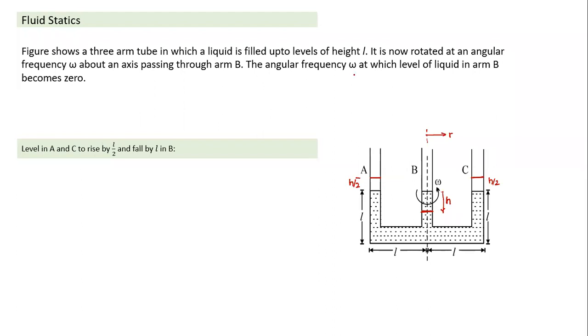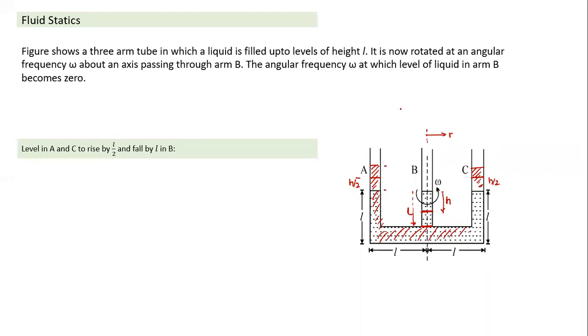So what is the question here? We need to find the value of omega such that the level of liquid in arm B becomes 0. So which level do we have to go to? At this level. This line becomes 0. It means the liquid level here drops by height L, and on the other two sides it has to rise by L by 2. So if I calculate, this is what has happened. This will be the final shape the liquid will look like: no liquid here, and it has risen to a height of L by 2 from here.